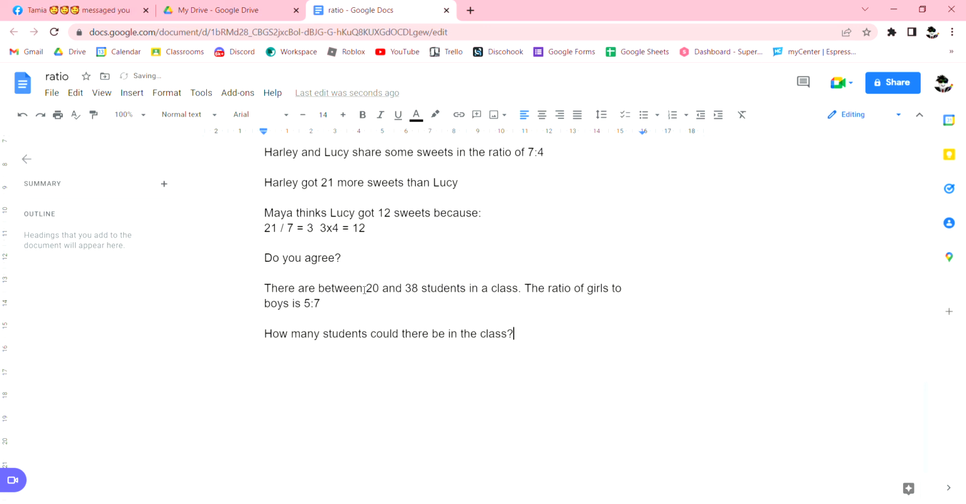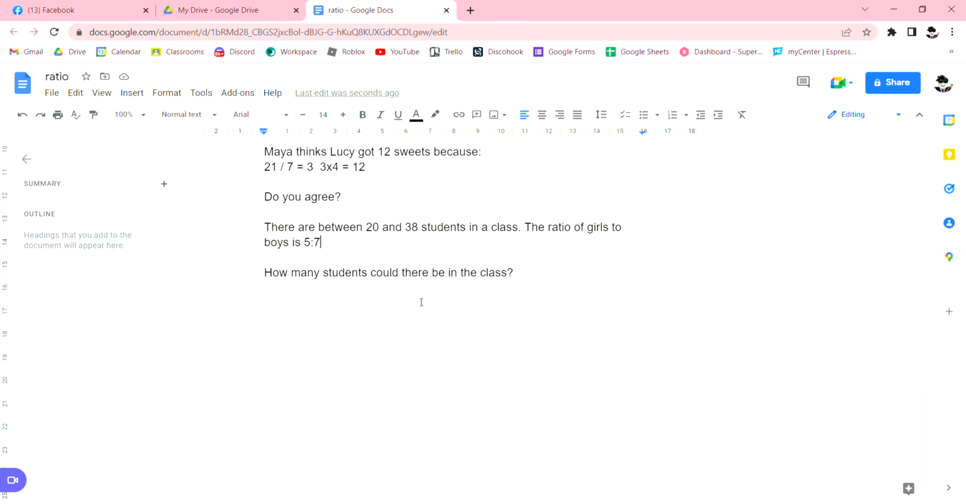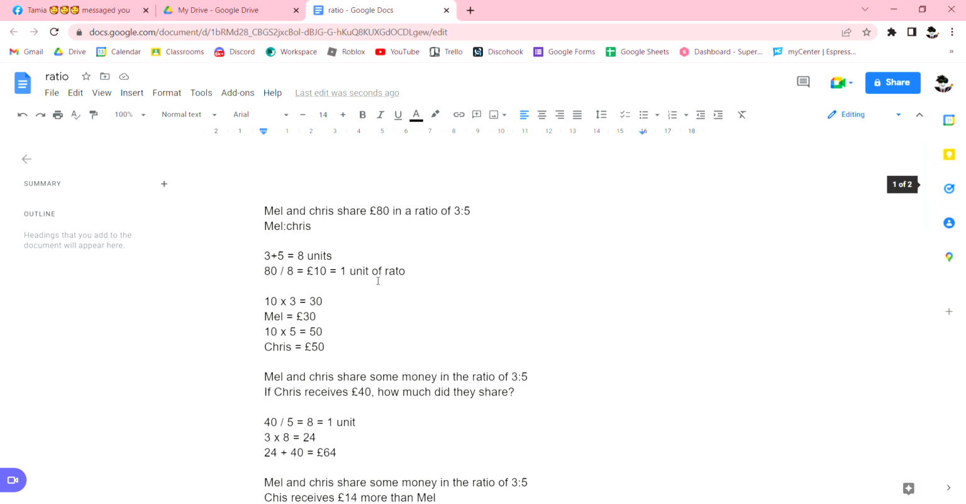Now, with this question, you need to think about this statement. There are between 20 and 38 students, so we don't know the exact amount of students. However, you can take these totals, do what we do with the ratio, and work out the answer. Now, if you need any help with these, just let me know. But I think it's pretty straightforward ratios.